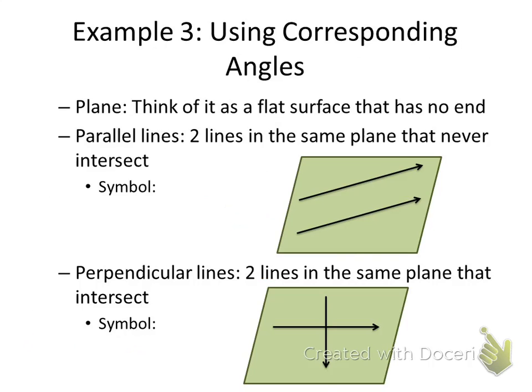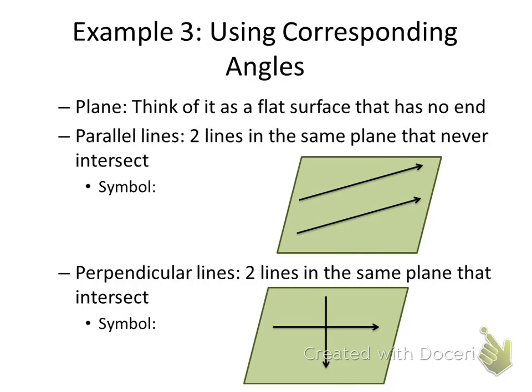In example 3, we're talking about parallel and perpendicular lines and corresponding angles. I'll give you a minute to copy this down, and then we will go over some different parts of this slide. Think of a plane as a flat surface that doesn't have an end. Just because it has borders, it doesn't mean that it ends there. Now, parallel lines are two lines on the same plane that never intersect with each other.